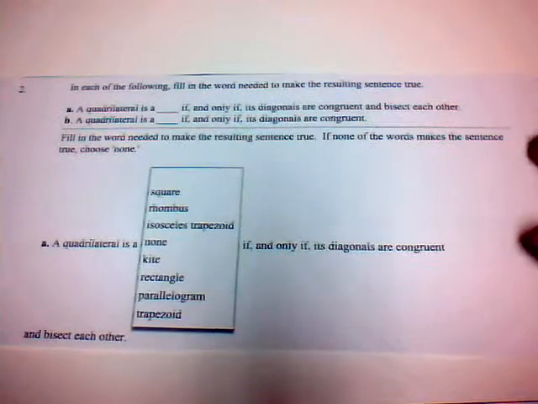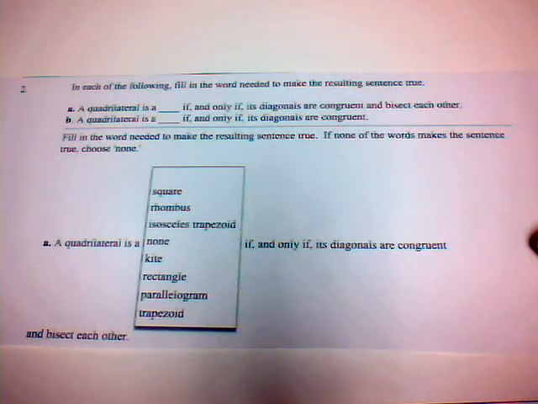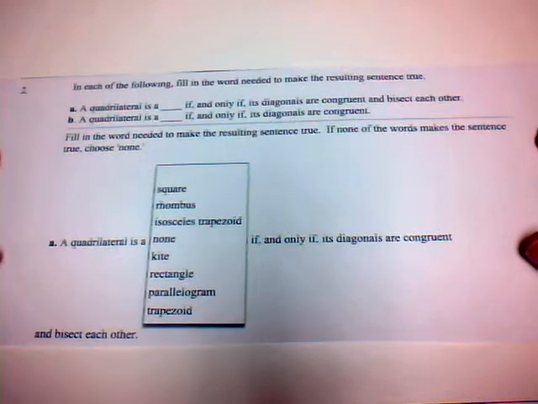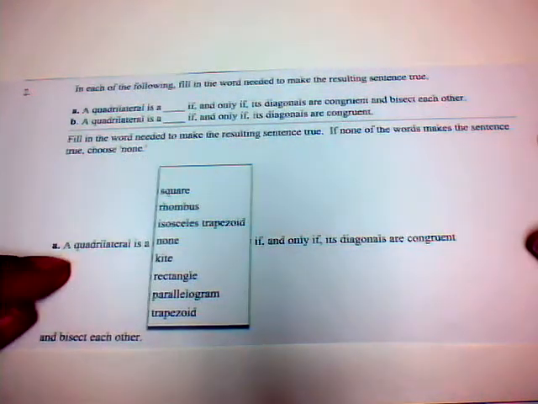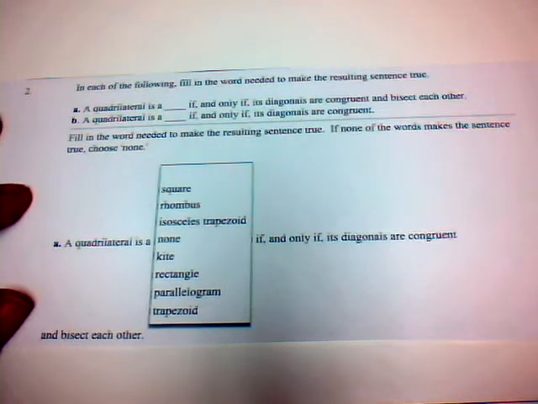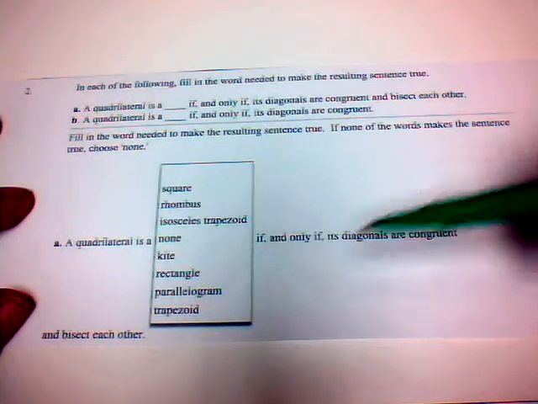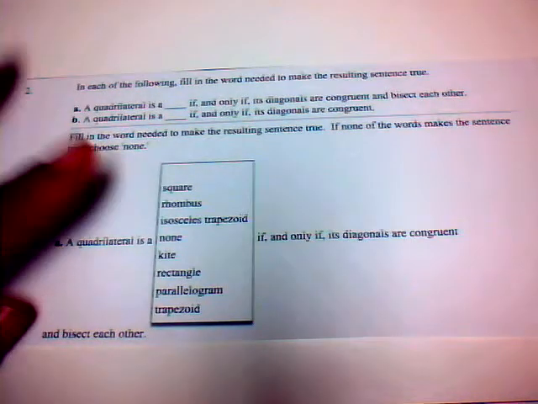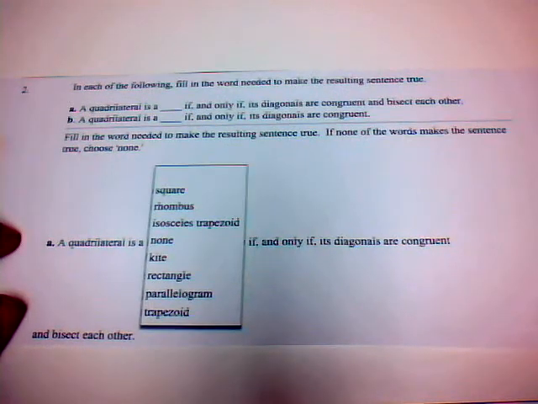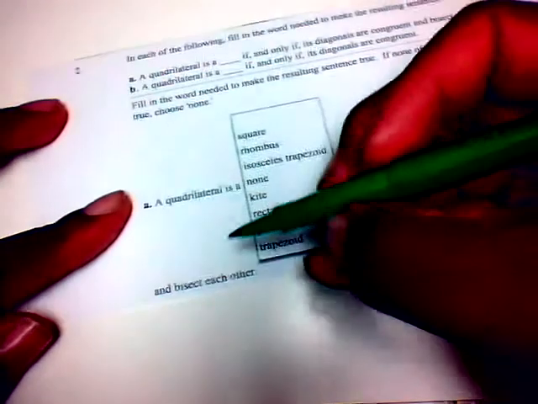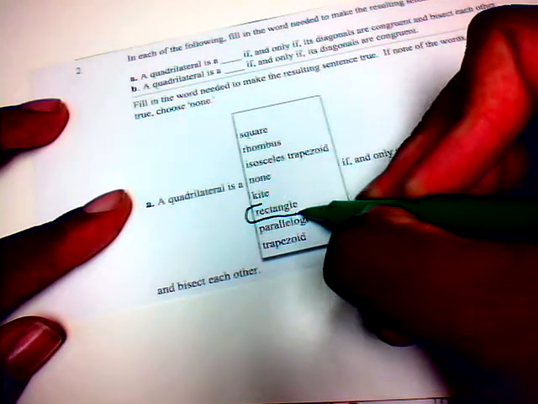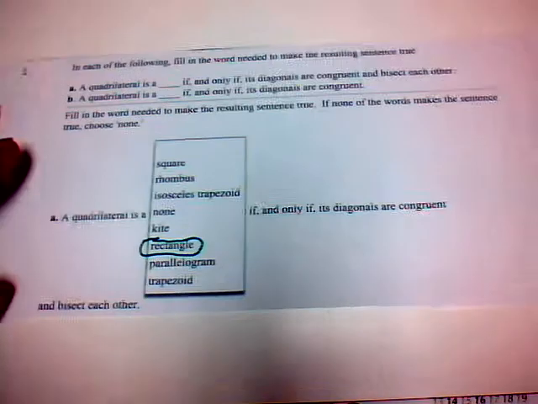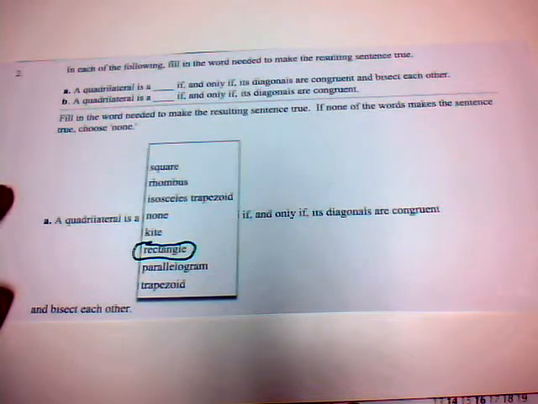In each of the following, you want to fill in the word needed to make the resulting sentence true. Okay, so here part A is this: a quadrilateral is one of these, and that's if and only if its diagonals are congruent. If and only if its diagonals are congruent, one of these is a quadrilateral. In this case here, it's going to be the rectangle. And the reason for that is, in a rectangle, the diagonals are congruent.